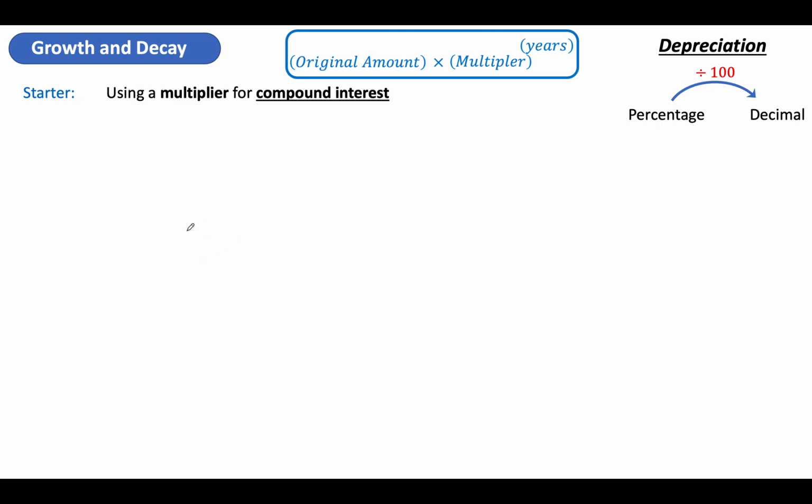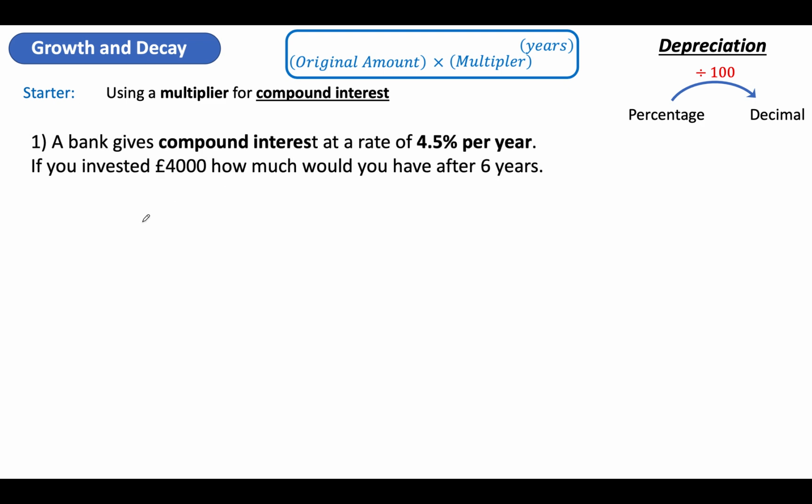Hi there. So back to growth and decay again. Last time we looked at compound interest. This time, once we've done a starter, we're going to start looking at depreciation. And that's the decay bit, where things repeatedly get reduced by the same percentage. But first of all, let's have a look at what we did last time.